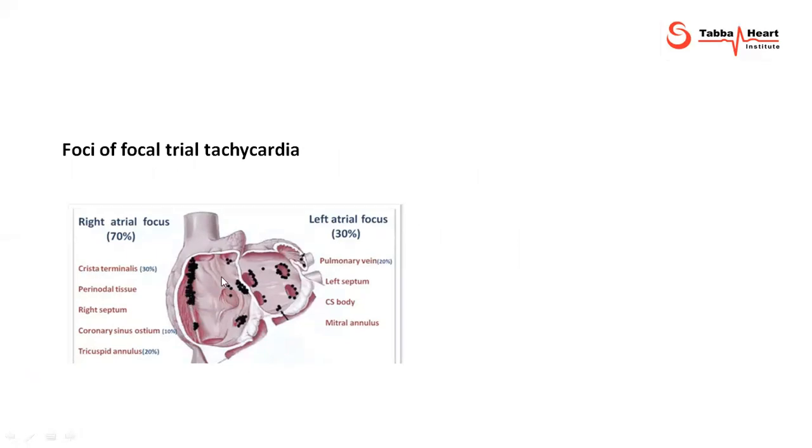On the right side, in a young structurally normal heart, you can have the crista terminalis, perinodal tissues, coronary sinus ostium, tricuspid valve annulus, right atrial appendage. The P wave will be discordant in the inferior leads for all of these. And on the left side, there are the pulmonary veins, the mitral valve, the left atrial appendage. These are the focal areas from which a focal automatic tachycardia can arise. Okay, these are structurally normal hearts.